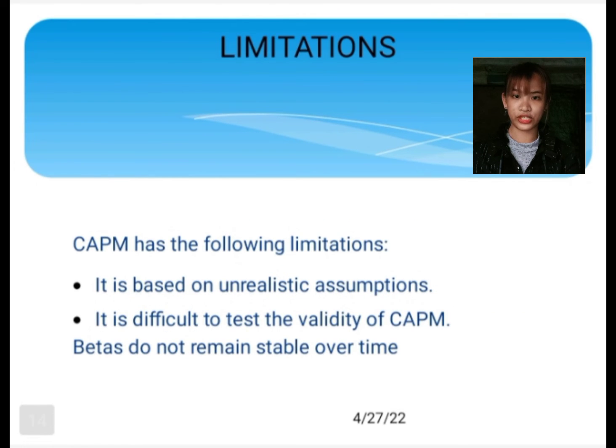Next are the limitations. The Capital Asset Pricing Model has the following limitations. First, it is based on unrealistic assumptions. Second, it is difficult to test the validity of the Capital Asset Pricing Model, or CAPM. Lastly, betas do not remain stable over time.